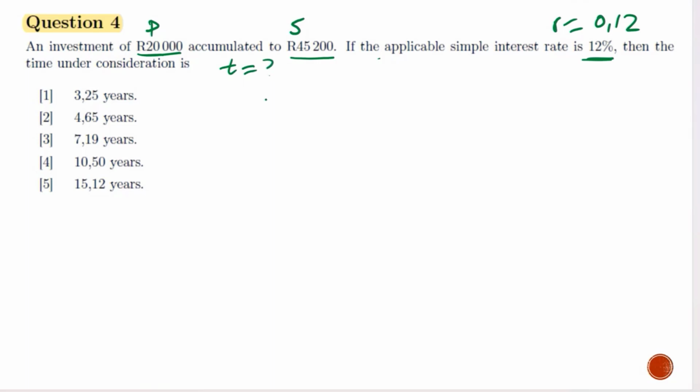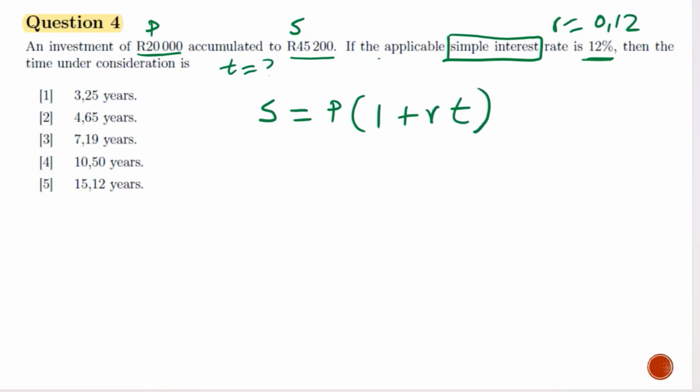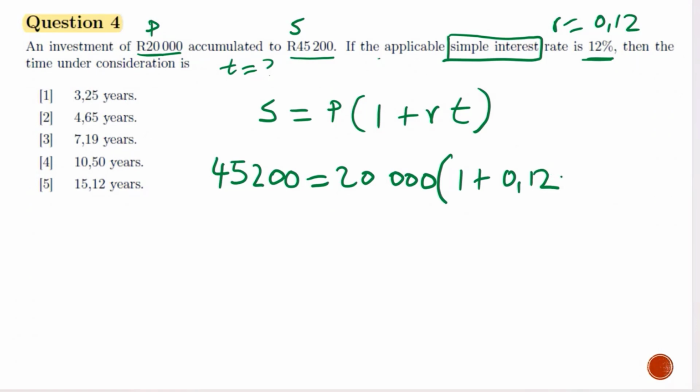But you are told this is a simple interest, so you get your simple interest formula. Your simple interest formula is this one, S = P(1 + RT). Okay, substitute the variables accordingly. So your S, you've already identified it. It is 45,200. Your P, you have identified, it is 20,000. So you are doing the analysis. We call it a global approach when we are analyzing what is given. So you've got 1 plus your R there. It is 0.12. You don't know your T.